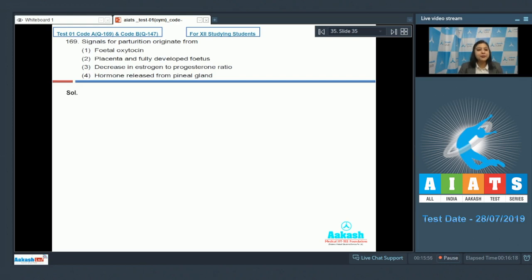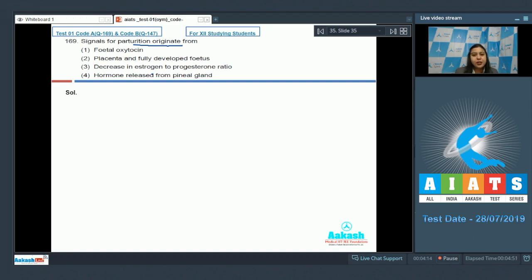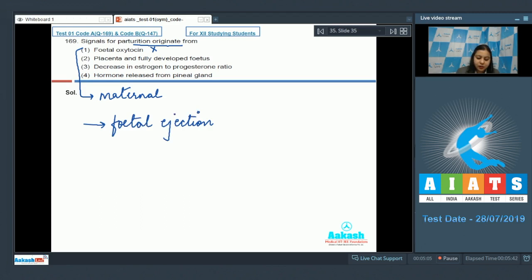Let's move to question number 169. Signals for parturition originate from... Fetal oxytocin does not play a role. The maternal oxytocin plays a role in parturition. So this option is incorrect. From placenta and fully developed fetus: this option is absolutely correct, as the placenta and the fully developed fetus both play a role in parturition. Parturition is a neuroendocrine mechanism wherein the placenta and the fully developed fetus produce signals to generate a fetal ejection reflex. This fetal ejection reflex in turn stimulates the posterior pituitary gland to release oxytocin. This oxytocin causes the uterine muscles to contract. When the uterine muscles contract, the expulsion of the fetus takes place. So this option is correct.